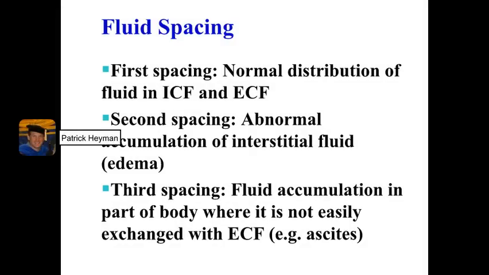Just some slang. We have what we call first spacing, second spacing, and third spacing. First space is when you have a normal distribution of fluid in the intracellular and extracellular compartments. Second spacing is when you have an abnormal accumulation of interstitial fluid, also known as edema. And then third spacing is when you have fluid accumulating in parts of the body where it's not supposed to be in the first place. So body cavities. An example of that would be ascites in liver failure, where you have an accumulation of water in the ventral cavity.